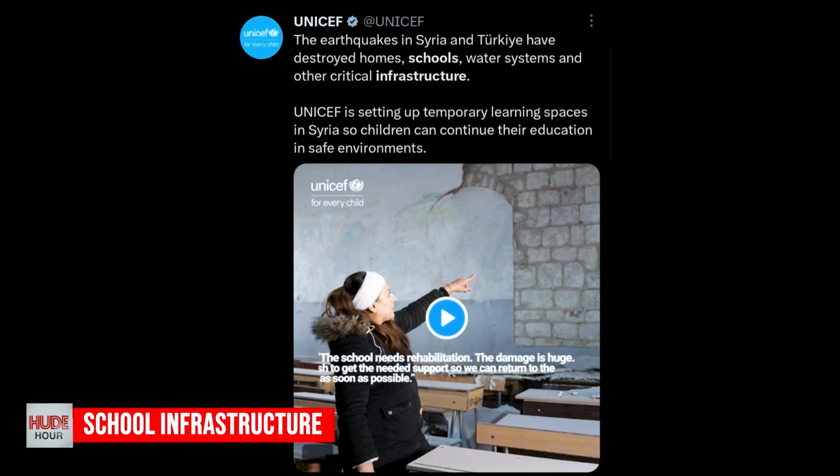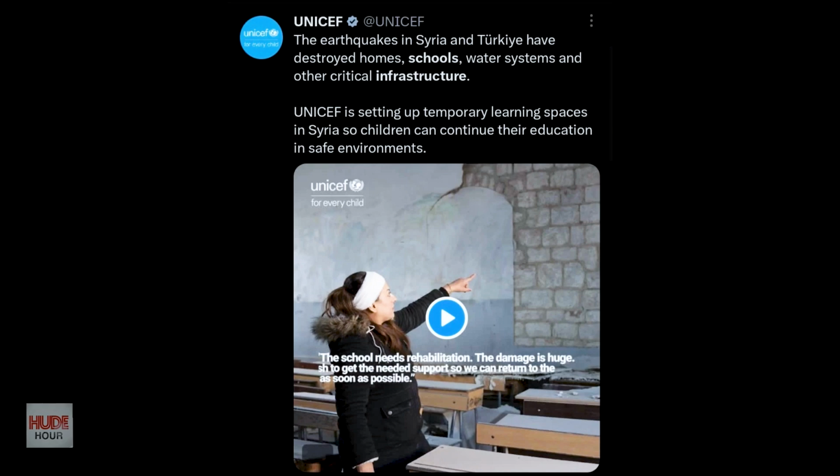The earthquakes in Syria and Turkey have destroyed homes, schools, water systems, and other critical infrastructure. UNICEF is setting up temporary learning spaces in Syria so children can continue their education in safe environments. This is really, really commendable.